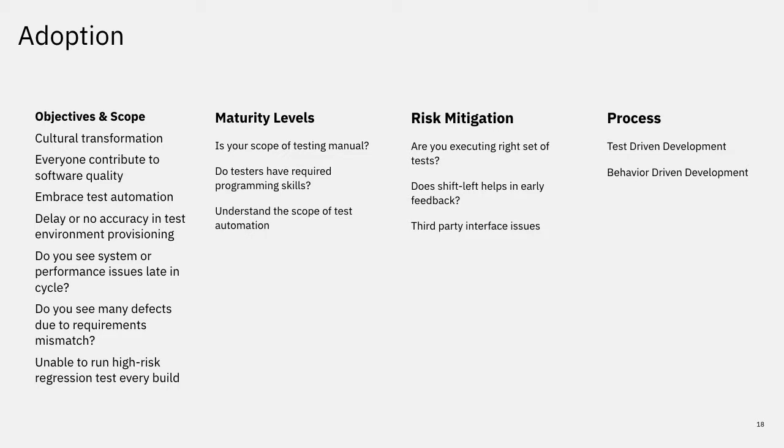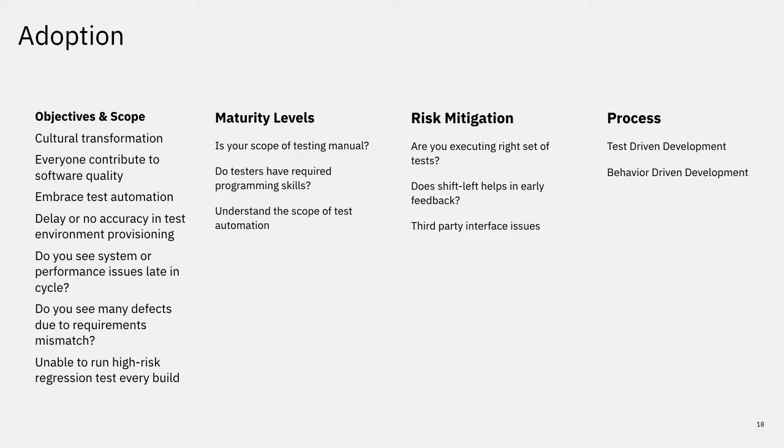Then risk mitigation. Are you executing the right set of tests? If you are finding a lot of defects in your late cycles, does the left shift help in getting early feedback? And does your process allow you to left shift some of the features that you're developing so that you can find those issues early?